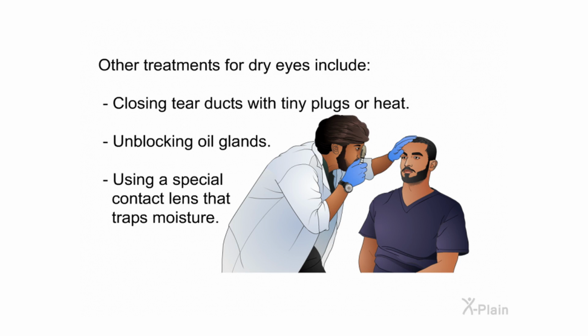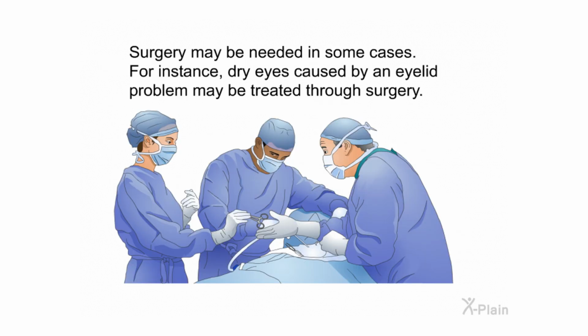Other treatments for dry eyes include closing tear ducts with tiny plugs or heat, unblocking oil glands, and using a special contact lens that traps moisture. Surgery may be needed in some cases. For instance, dry eyes caused by an eyelid problem may be treated through surgery.